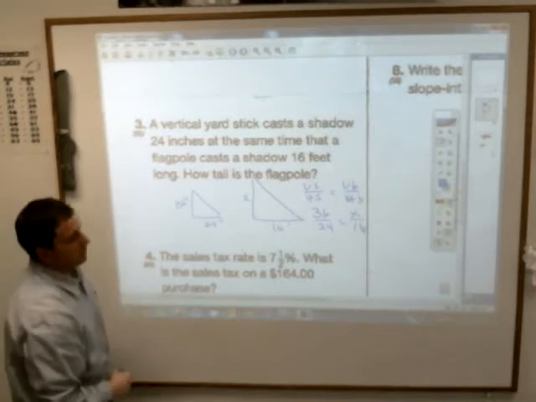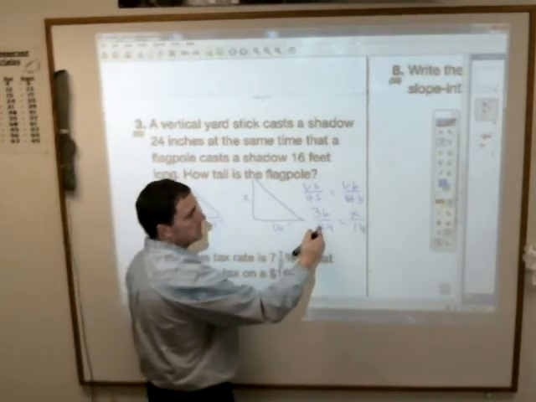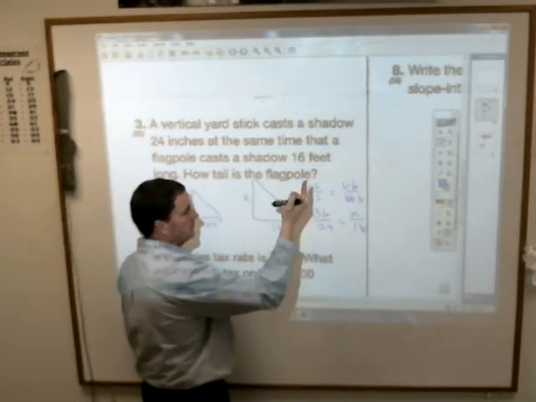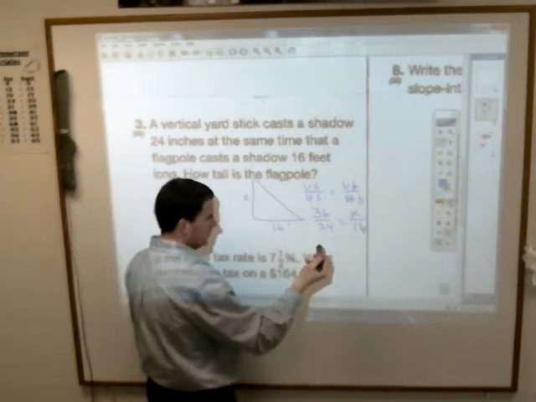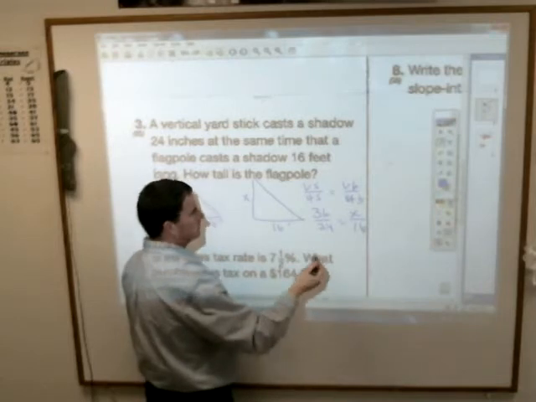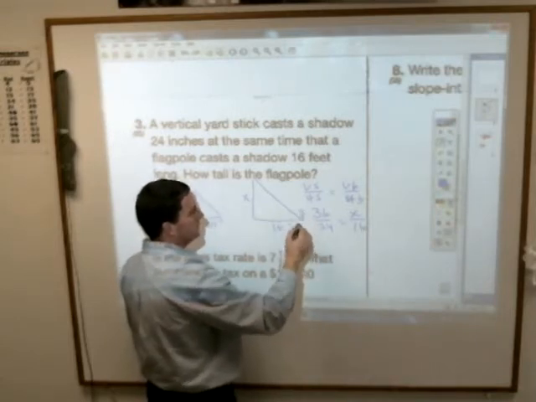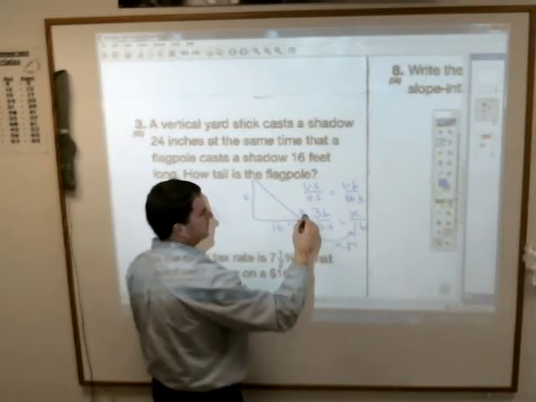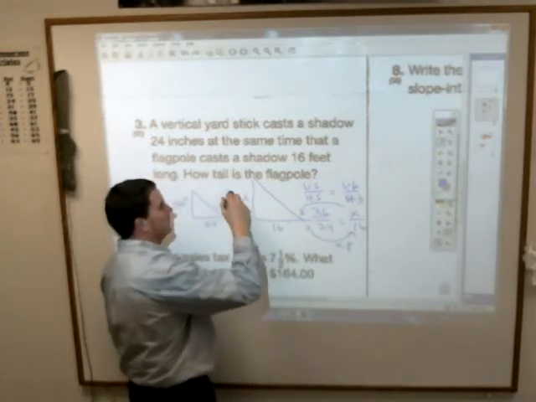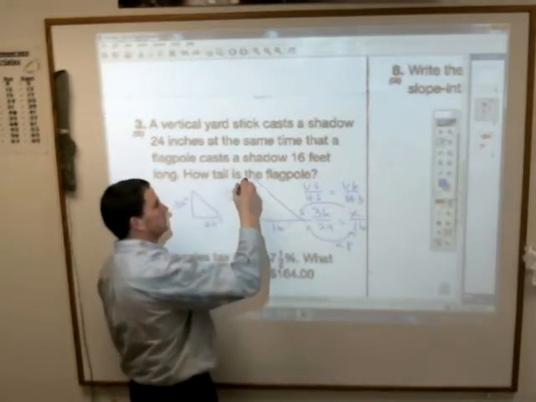And again, you can do it any way you like. I would try to reduce these. What number goes into 36 and 24? 6. 12. If I do 12, I get what? 3 over 2. And then 2 times 8 is 16, so 3 times 8 is 24 feet.